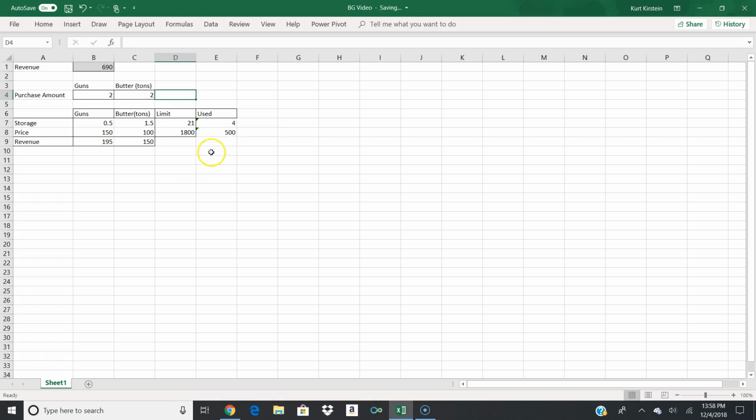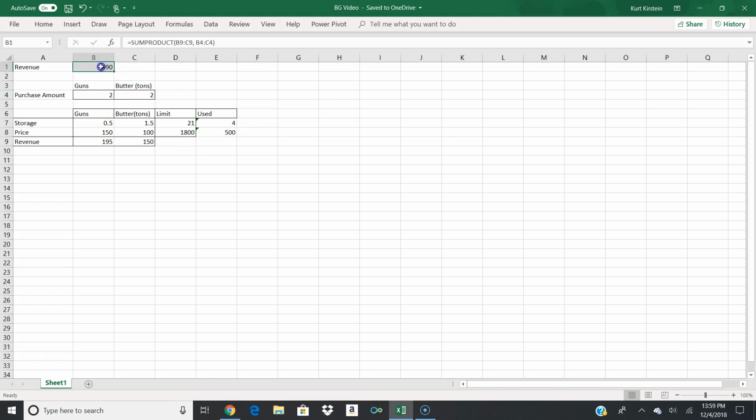Now we've used up $500 of our $1,800, and we've used up 4 cubic meters of our 21 cubic meters. So we can keep adjusting these numbers and coming up with different combinations to get as close as we can to spending the entire $1,800, using up all of the 21 cubic meters of space, and thereby hopefully maxing out the amount of revenue, which was our initial objective. This is where Solver comes in.